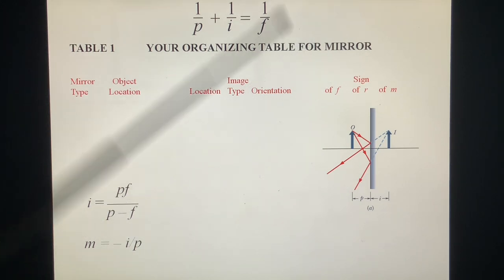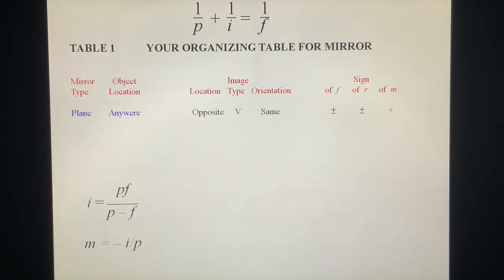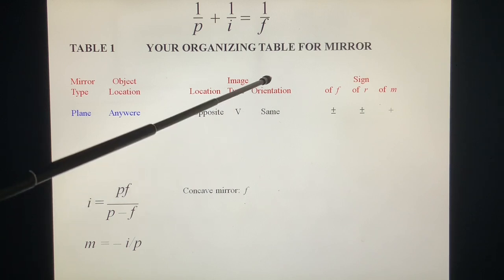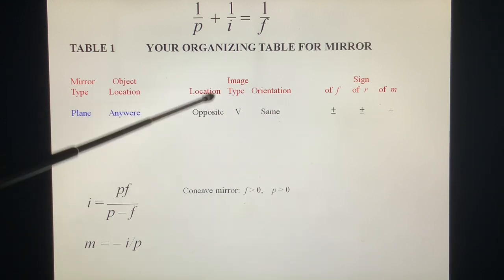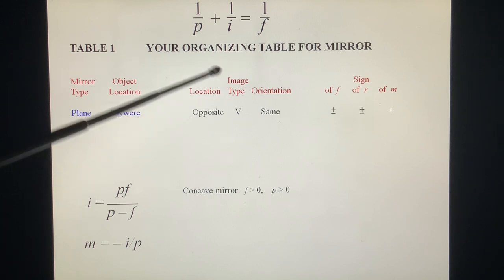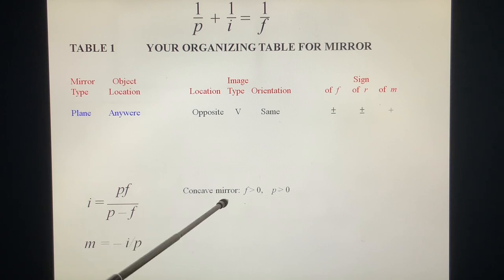For the plane mirror, R is infinite. In other words, F is infinite. With F infinite, the P drops out, and we get I equals minus P. And since M is minus I over P, M equals one. That means it is positive, the same orientation. The location is on the virtual side, I is negative, so the virtual side.